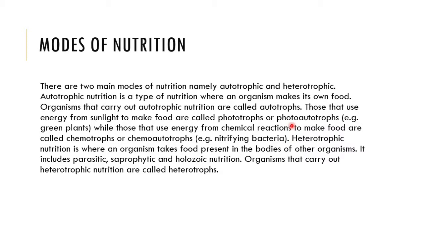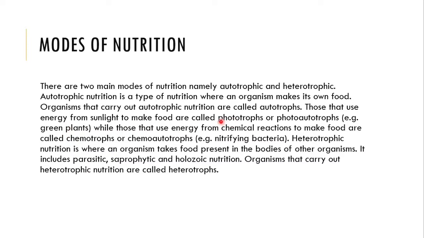Phototrophs are simply organisms that make their own food by use of what? Light energy. Example, we've got green plants. Green plants are organisms that make their own food using light energy. So that's the answer you had at first, right? Plants. Yes, you are correct. Plants are organisms that make their own food, and they are phototrophs because they make their own food using light energy.